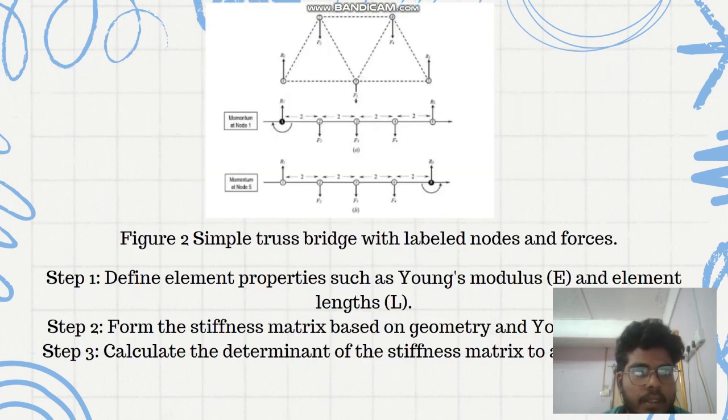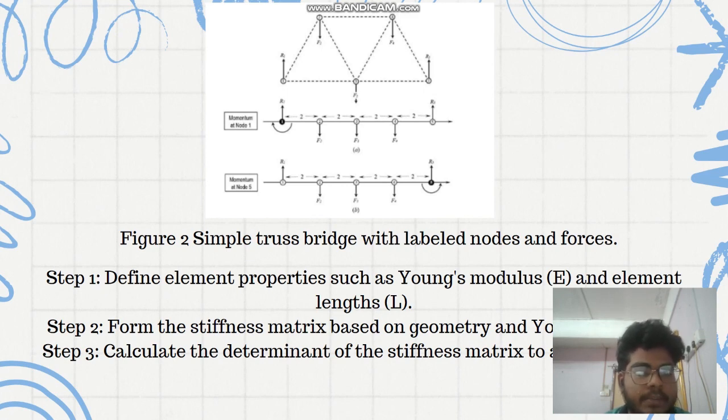This is an example. Let's consider a practical example of analyzing a simple truss. In figure 2, we have a truss bridge with the labeled nodes and forces. To analyze its stability, we follow a systematic process, beginning with defining elements and properties.